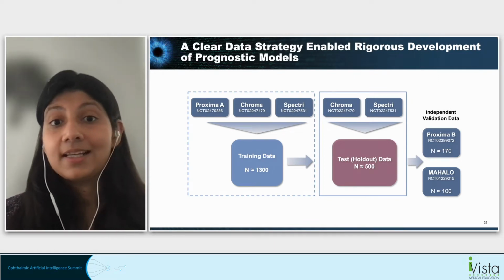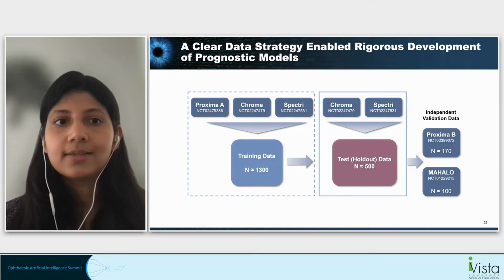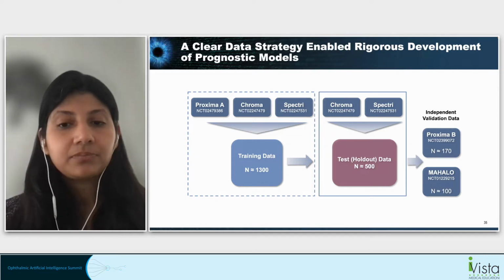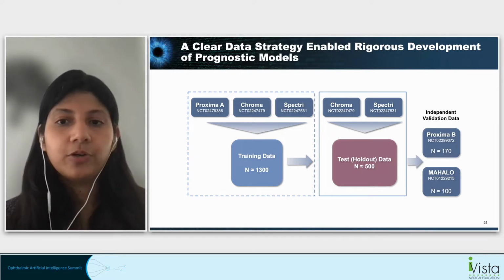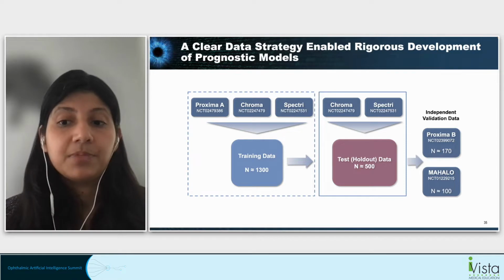So this is the data strategy, and we used a very clear data strategy, which enabled us to rigorously develop all these different prognostic models. For the training data, we used Proxima A, Chroma, and Spectri. For the holdout data, we used a part of Chroma and Spectri. And we also had two independent validation data sets, which were Proxima B and Mahalo.